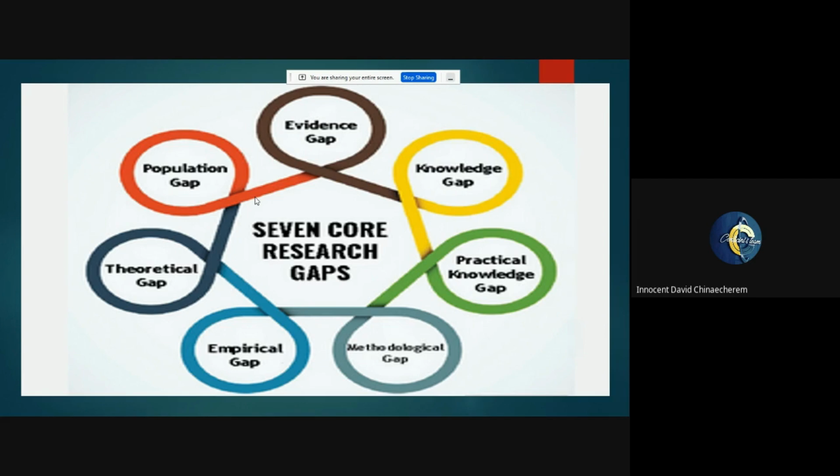So when we talk about gap in literature, in research, there are certain areas where we usually explore gaps. We look at what we call the evidence gap. Now we try and examine what we call the knowledge gap. We look at the practical knowledge gap, the methodological gap, the empirical gap, theoretical gap, and population gap. Now, we're going to have a more detailed explanation of this with an underlining practical, right?